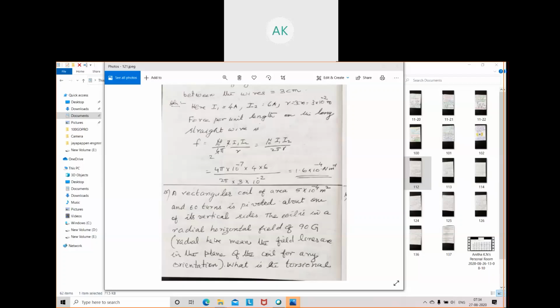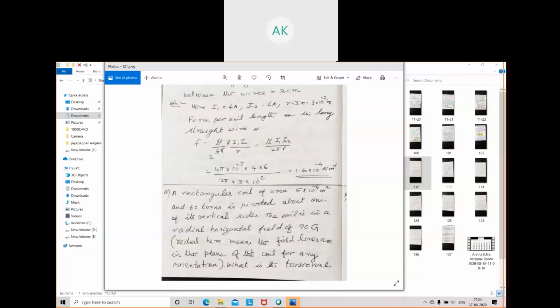Plane of the coil is parallel to the magnetic field. Okay. Theta will be 0, and NIBA cos theta is NIBA. Maximum torque will be NIBA.